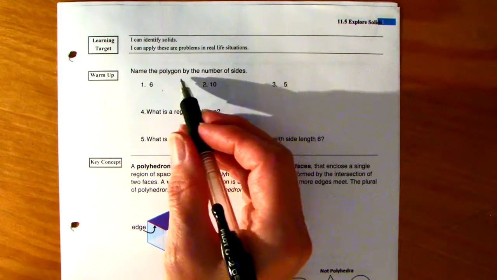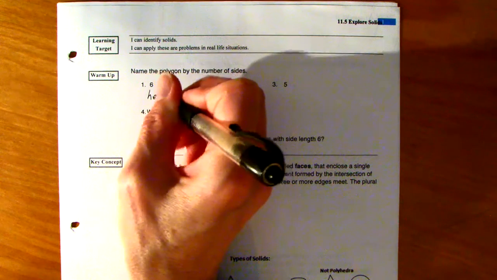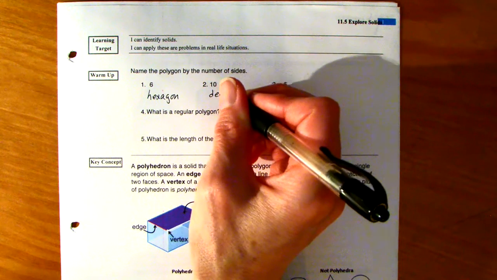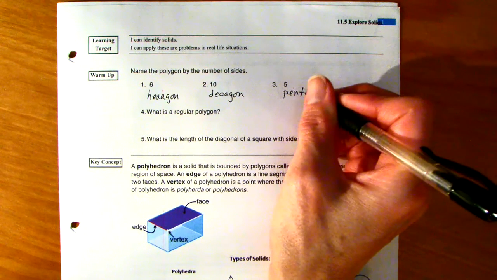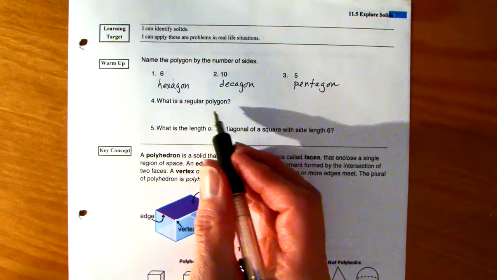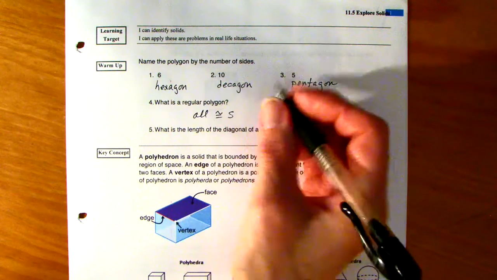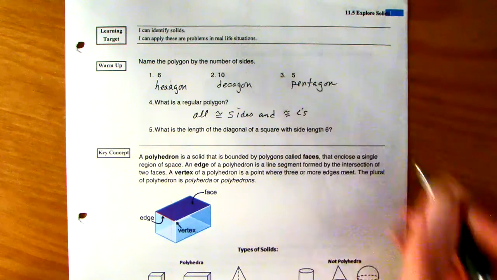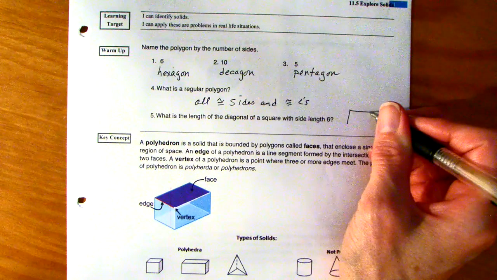All right, name a polygon by the number of sides. 6 sides is a hexagon. 10 sides, deca, like decade, decagon. 5 sides, pentagon. That should be review. Of course, I probably will cover this section before. What is a regular polygon? All congruent sides and congruent angles.